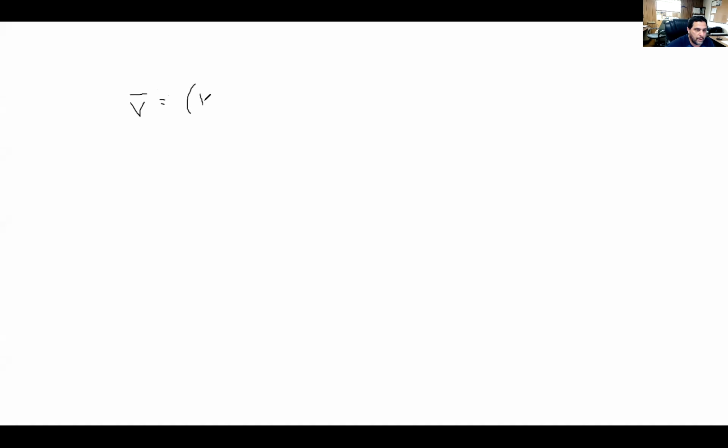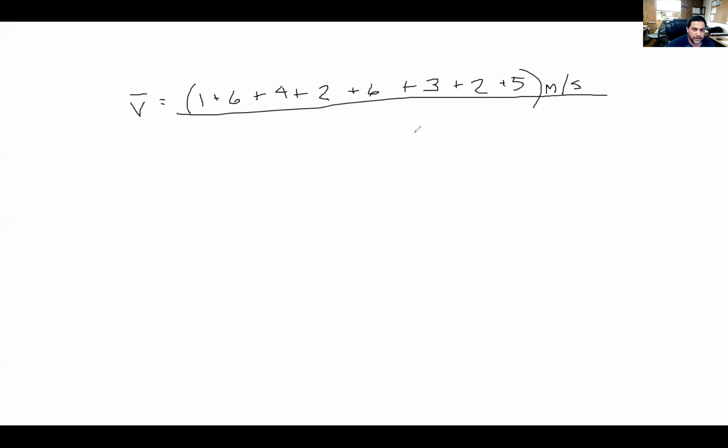So average. You have 1 plus 6 plus 4 plus 2 plus 6 plus 3 plus 2, oh, plus 5. I missed one. Plus 5. And those are all in units of meters per second. And there's 8 of them. So the simple average velocity is 3.6 meters per second.